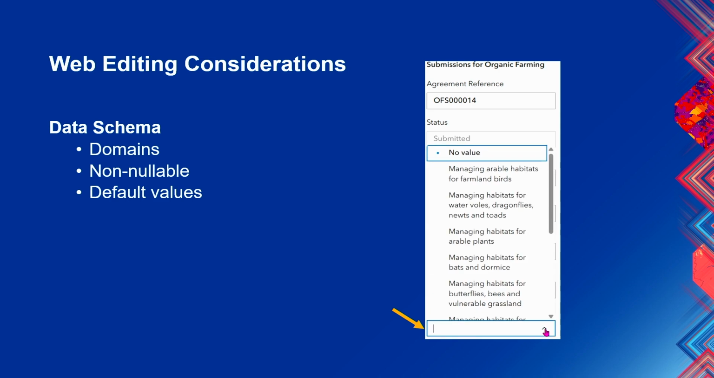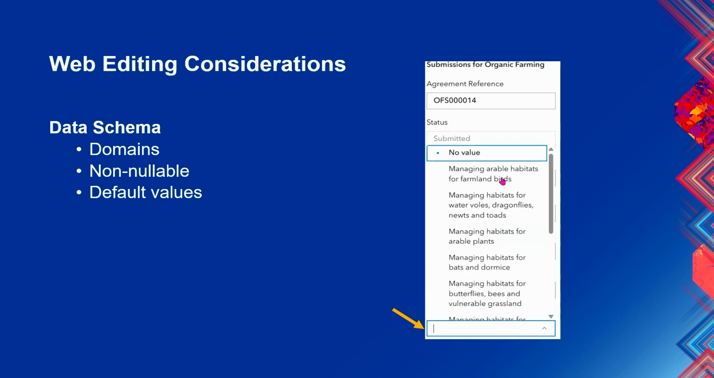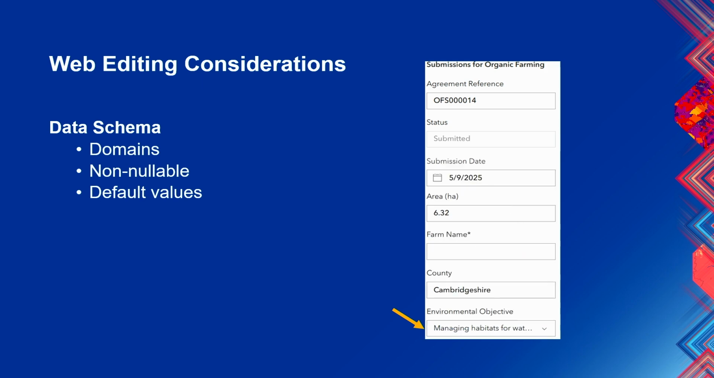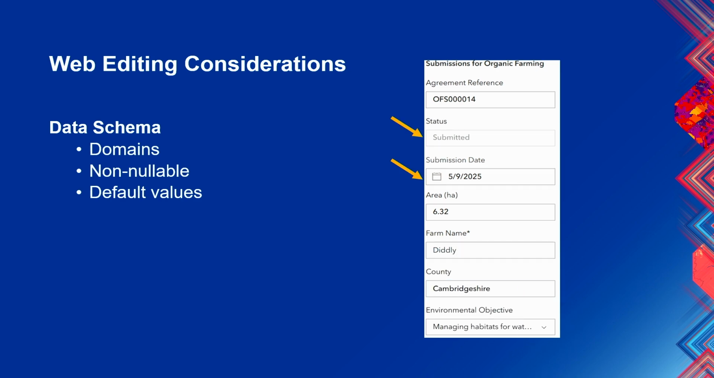A data schema is an incredibly important part of your journey to starting web editing. This is where you can implement data quality right from the outset. Consider domains and lists, providing users with valid values and removing anything like spelling mistakes. Enforce mandatory fields using non-nullable and making sure that you're preventing incomplete records. And implement default values, auto-populating these fields and removing the need for total manual data entry.